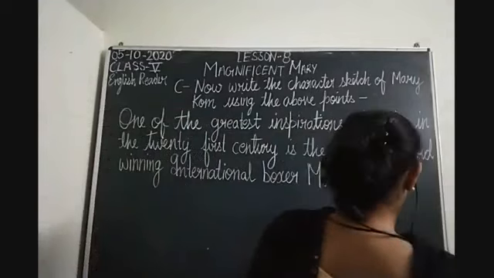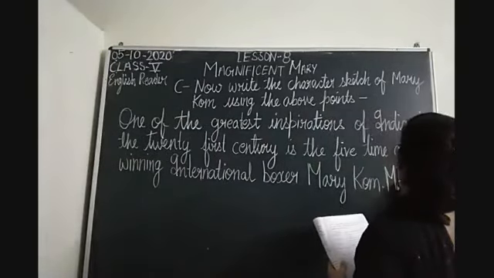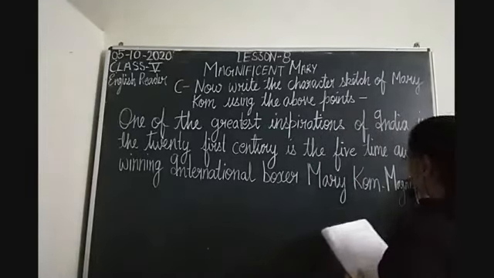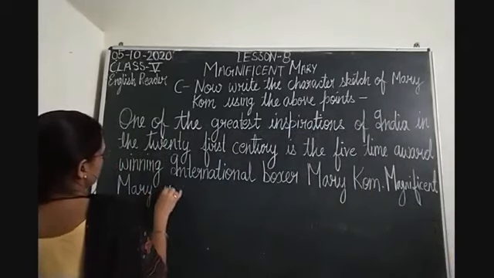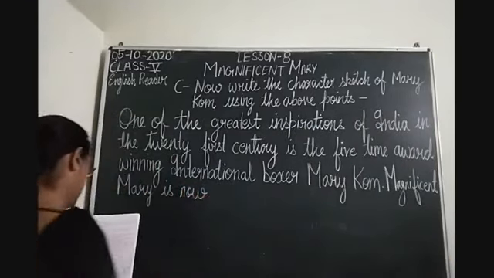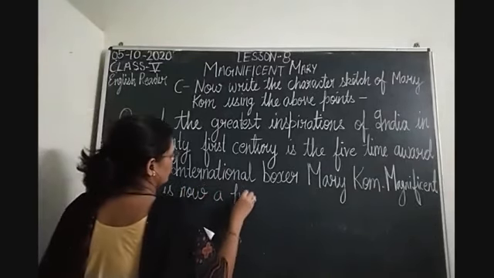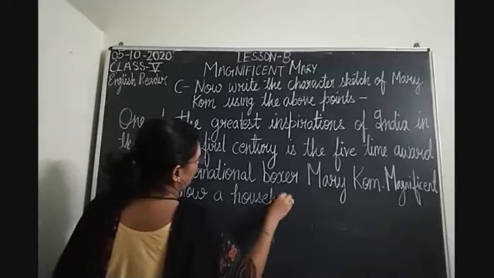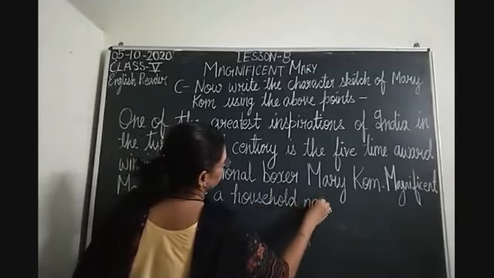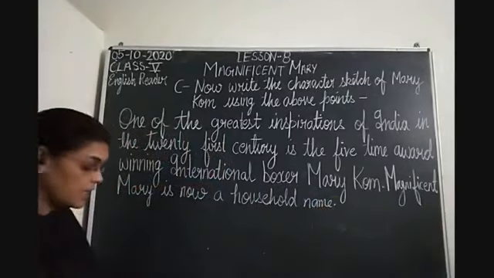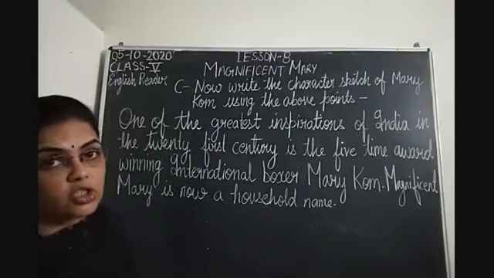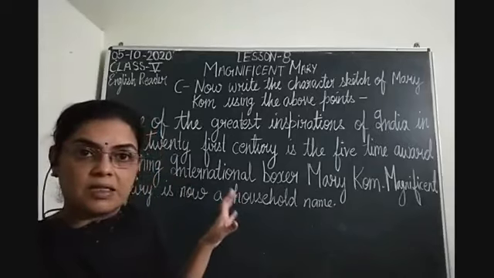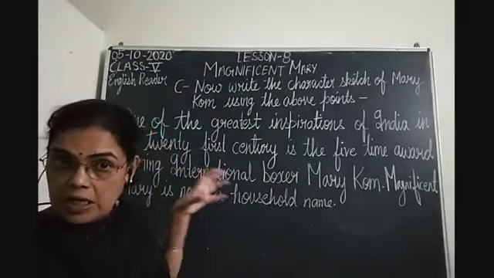Now the next sentence is, Magnificent Mary is now a household name. Magnificent Mary is now a household name. Now this is the second line of the character sketch. Now what do you mean by this? Magnificent Mary, this is the name given to her.